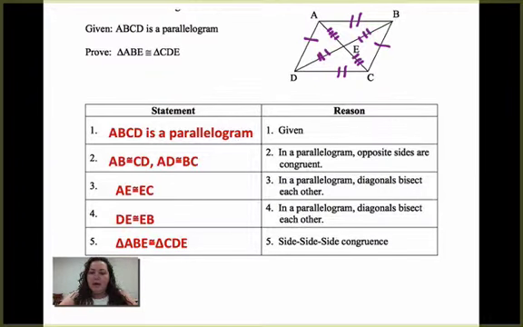So if I look at ABE, this triangle here, it is a side, side, side. And if I look at CDE, it's also side, side, side. So I can say that the two triangles are congruent by side, side, side.